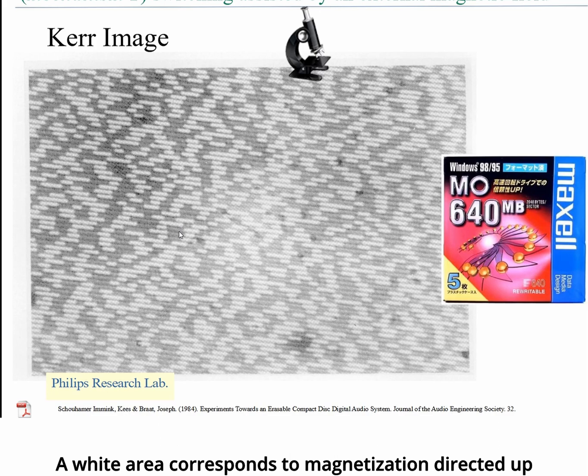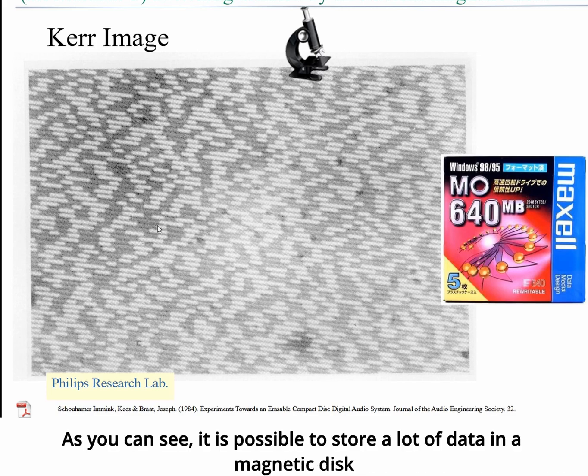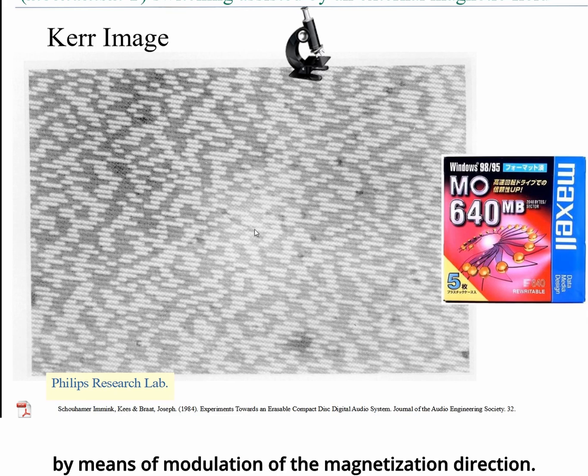It shows a Kerr image of surface of a MO disk with recorded data. A white area corresponds to magnetization directed up, and a black area corresponds to magnetization directed down. As you can see, it is possible to store a lot of data in magnetic disk by means of modulation of magnetization direction.